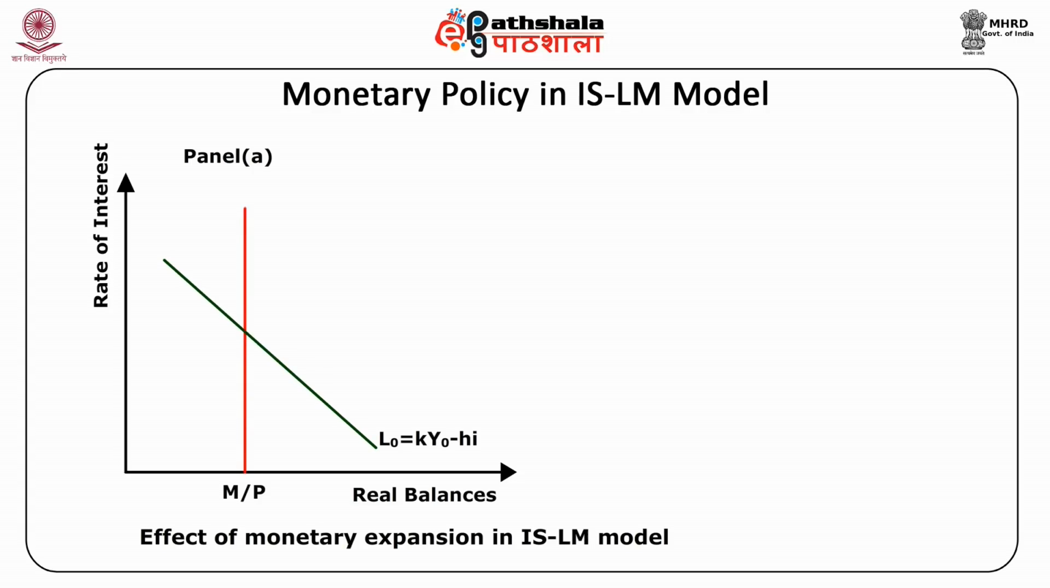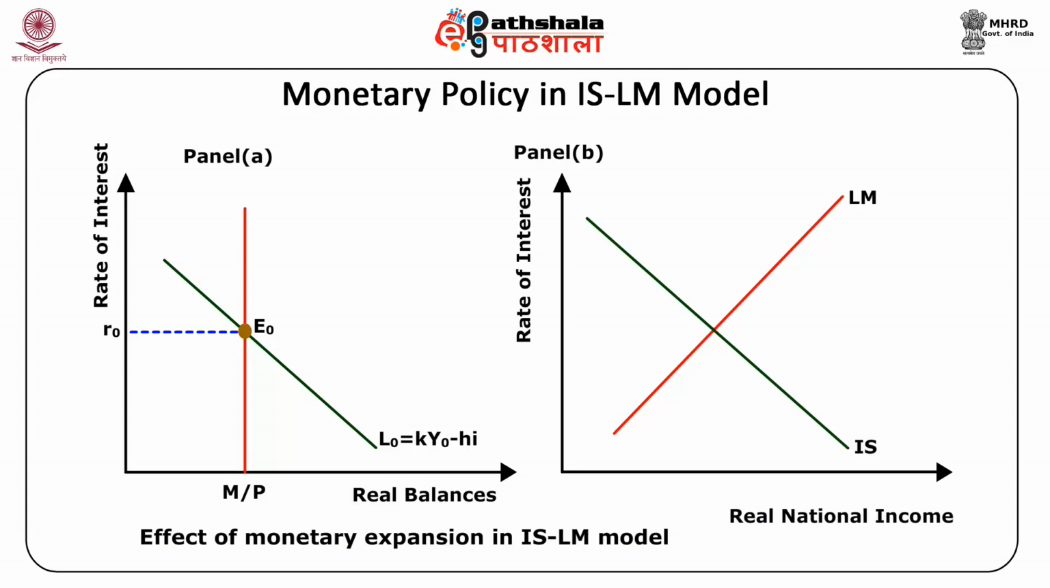Let us suppose that the money market is in equilibrium and the monetary authority changes the money supply by raising the nominal money balances M. The impact of this change in the supply of money is illustrated in panel A of the figure. The initial equilibrium in the economy is at point E0 where M/P is equal to L0 and the rate of interest is R0. In panel B, the point corresponding to E0 is recorded as point A where the interest rate is R0 and income is Y0.